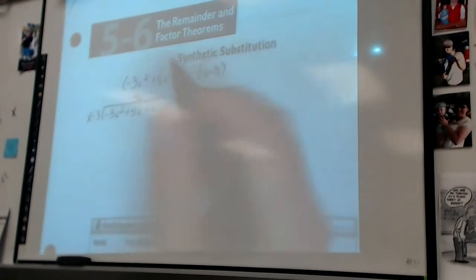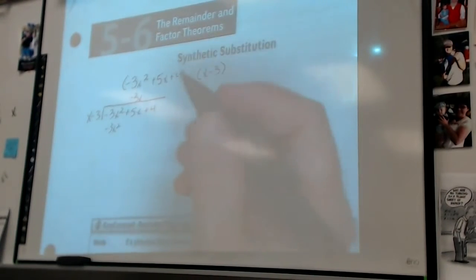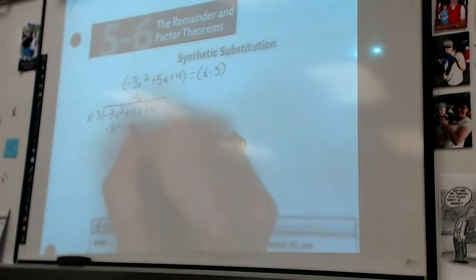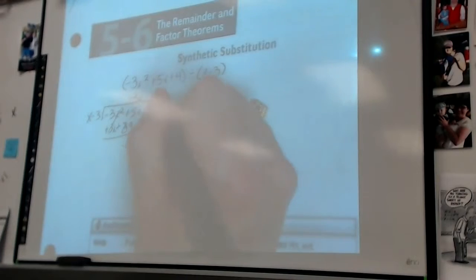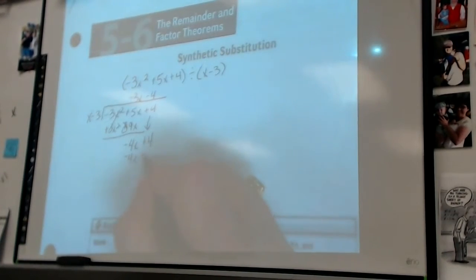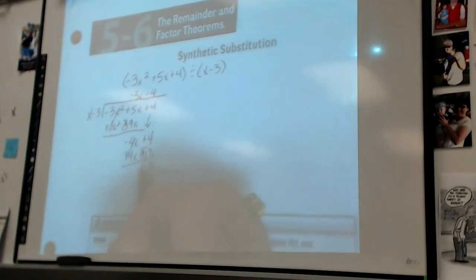Negative 3x. Negative 3x times x is negative 3x squared. Negative 3x times negative 3 is positive 9x. Change your signs. Negative 4x. Bring down the plus 4. What do I multiply x by to get negative 4x? Negative 4. Negative 4 times x is negative 4x. Negative 4 times negative 3 is positive 12. Change your signs. Negative 8. So that's my remainder, correct?